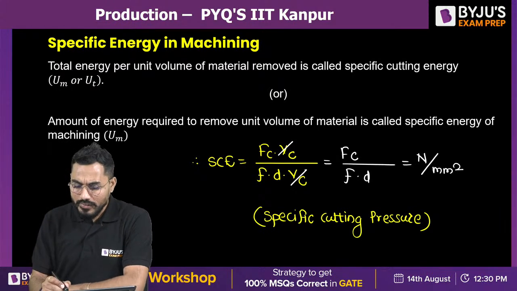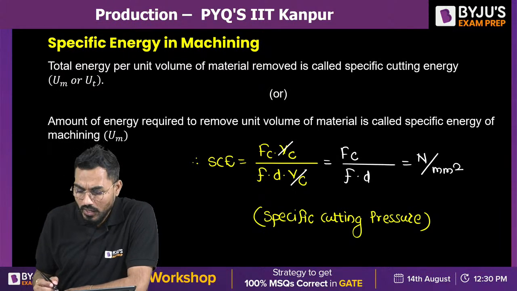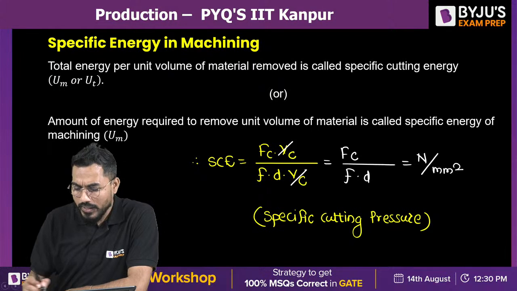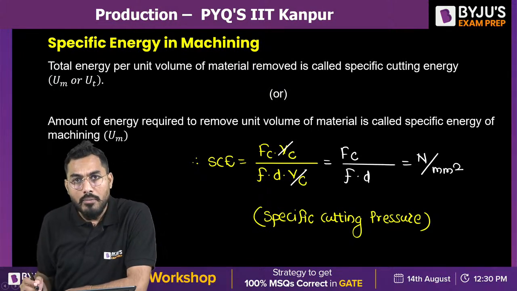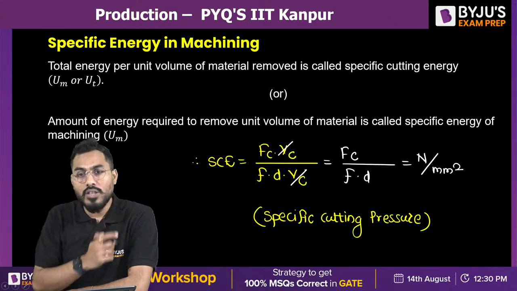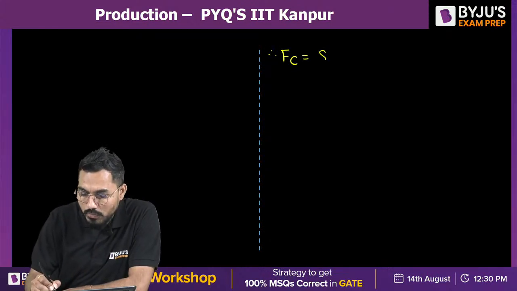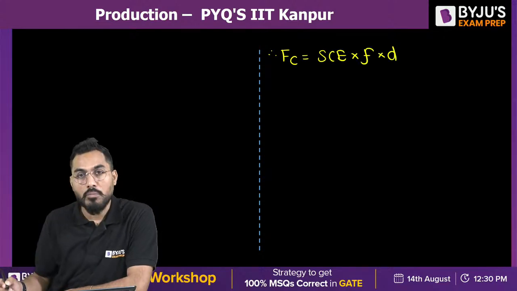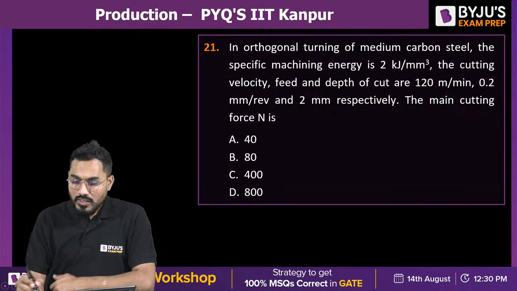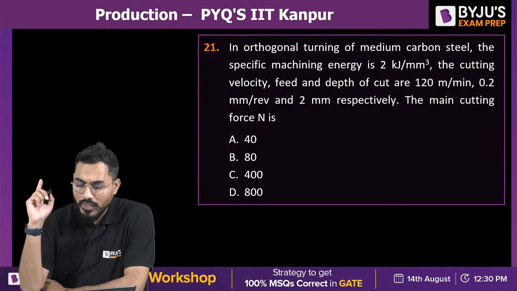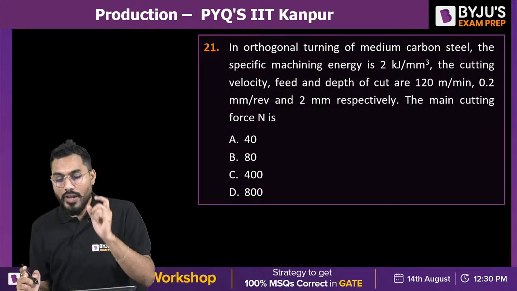So therefore, we are interested to calculate the cutting force FC now. Can I say cutting force FC is equal to specific cutting energy multiplied by feed multiplied by depth of cut? The denominator you take to the left hand side. So my cutting force FC will be specific cutting energy multiplied by feed multiplied by depth of cut. So what is the data given? Sir, the data given is 0.2 mm per revolution feed and 2 mm depth of cut.